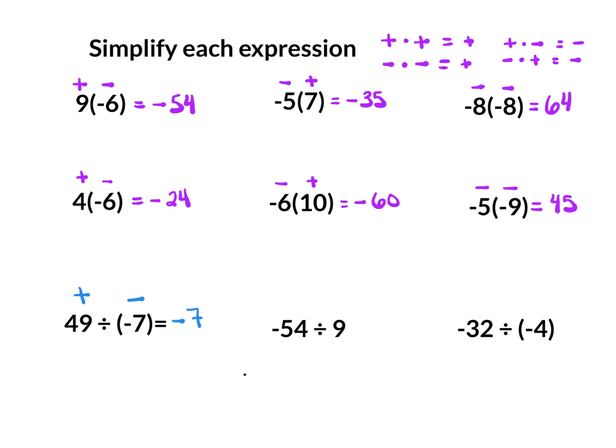Okay, again here I have one of each. I have a negative and a positive. Because I have a negative and positive, one of each of the signs, my answer is going to be negative. So then I'm going to just look at the constants and say 54 divided by 9 is 6. So negative 54 divided by 9 is negative 6.